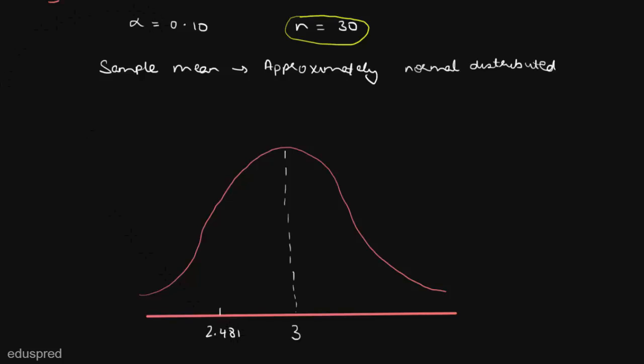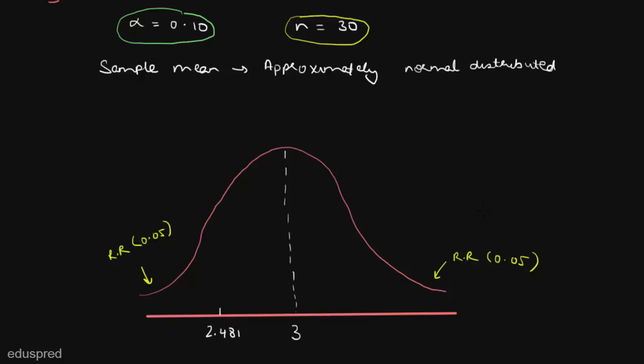And we are also given that the value of alpha is 0.10. And this is the case of two-tailed test. So that means we will have a rejection region on the left-hand side and we will have a rejection region on the right-hand side. We can just divide the value of alpha into two parts. So one rejection region here will be 0.05 and the other rejection region here will be 0.05.